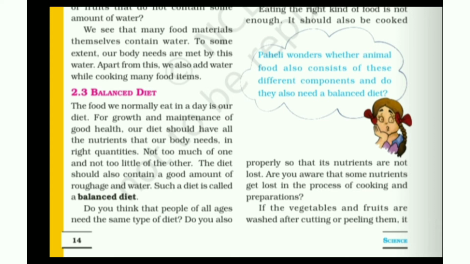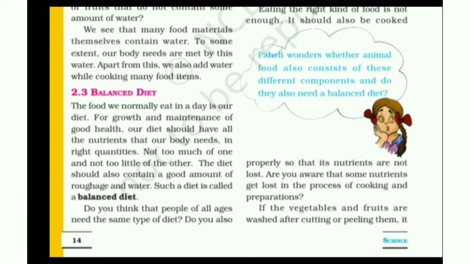So, balanced diet, right? What is a diet? We often hear that we are maintaining a diet or someone is maintaining a diet. So what is a diet? Diet is the routine of food we maintain to become healthy or to stay healthy. So what is a balanced diet? A balanced diet is the amount of food which gives us everything we need to be healthy, to stay healthy, right? So the food we normally eat in a day is our diet.